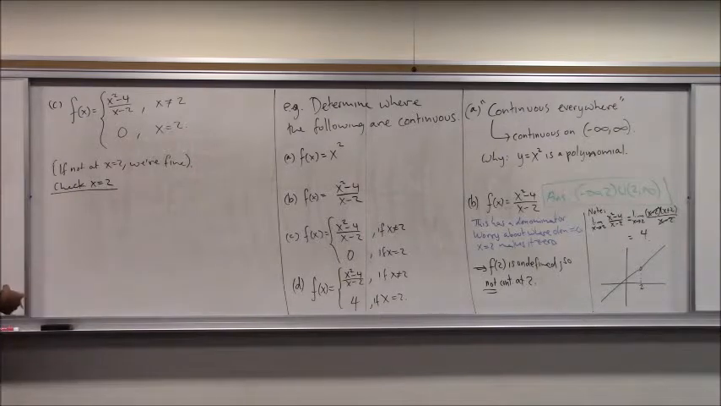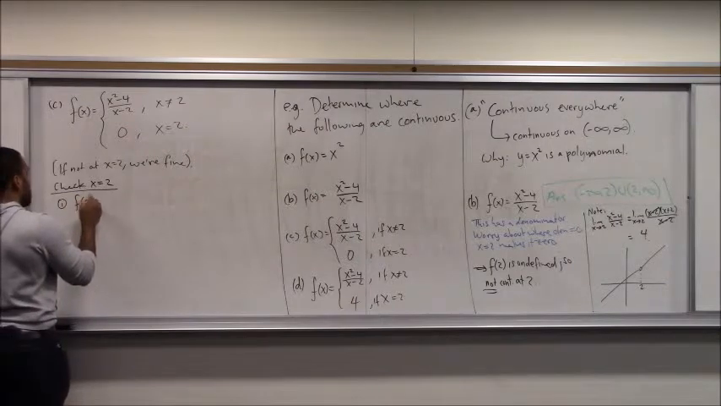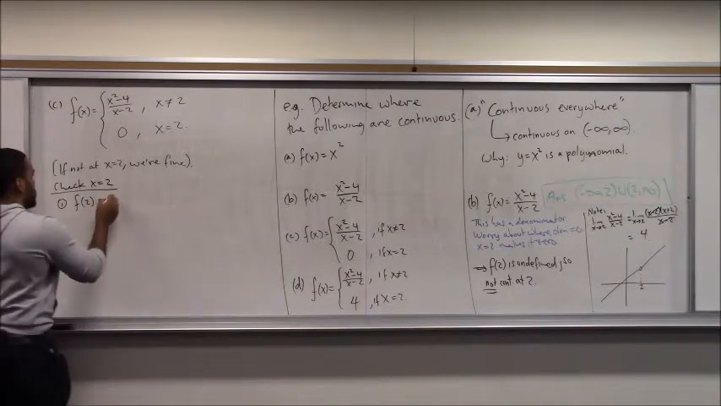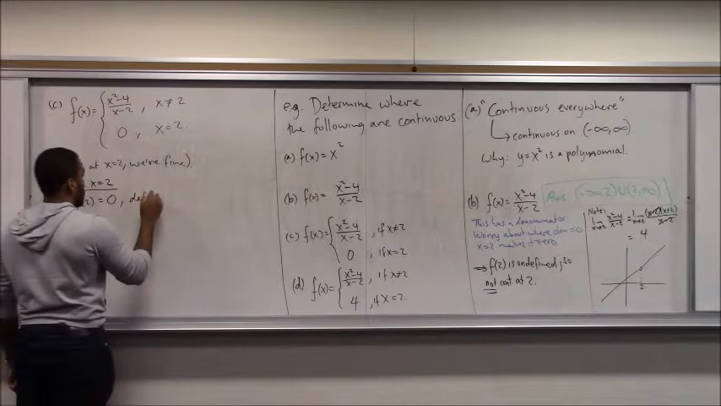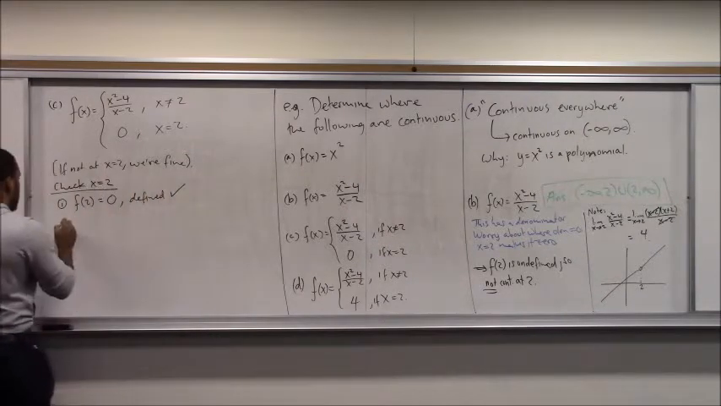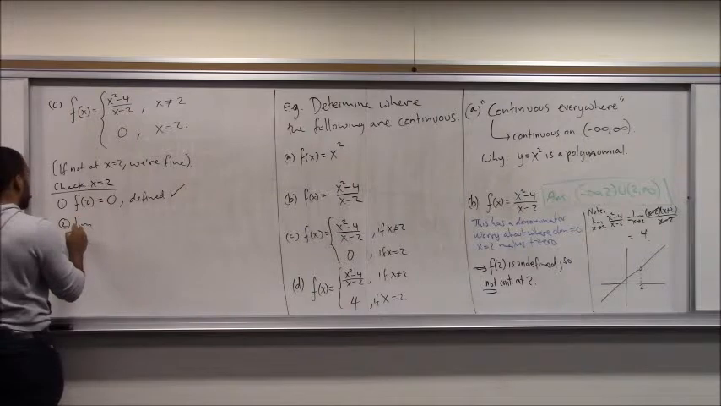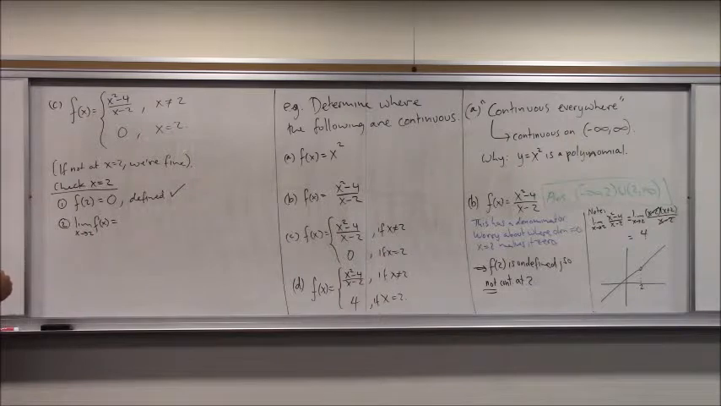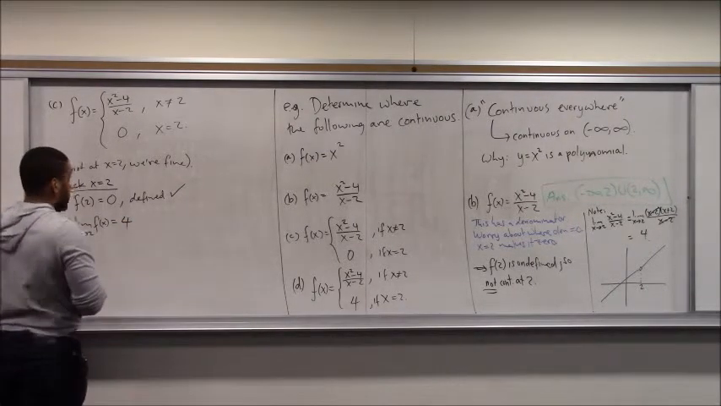All right, so if we're not at 2, we're okay. But what about at 2? 1. Is f of 2 defined? No. Yes, what is it? f of 2 is 0, so it's defined. Check. Second thing we're going to look for. What about the limit as x approaches 2 of f of x? Does that exist? Yes. What is it? It's 4. It's actually the same one we found over there.